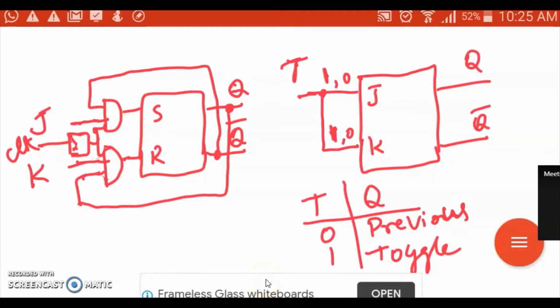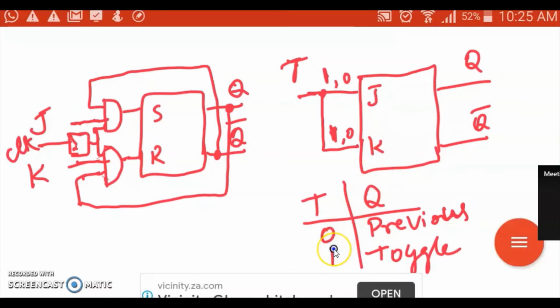So dear students, in the last class we discussed the master-slave JK flip-flop. Here is the JK flip-flop. Now we'll look into how we can construct the T flip-flop. The T flip-flop will be built upon the JK flip-flop. J and K are the inputs, and T will be shorted between J and K.